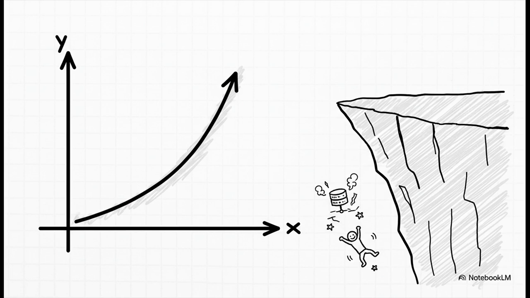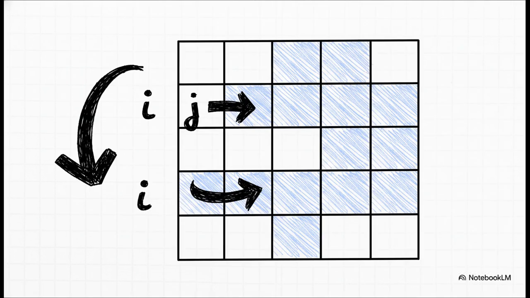Welcome to O(n squared), or quadratic time. This is where the performance of your algorithm can just fall off a cliff if you're not careful. The runtime grows by the square of the input size. The classic sign, the thing you should always be looking for, is a loop inside another loop, where both are iterating over the same data. For every single item i in our list, we have to go through the entire list a second time with j. The workload doesn't just grow, it explodes.